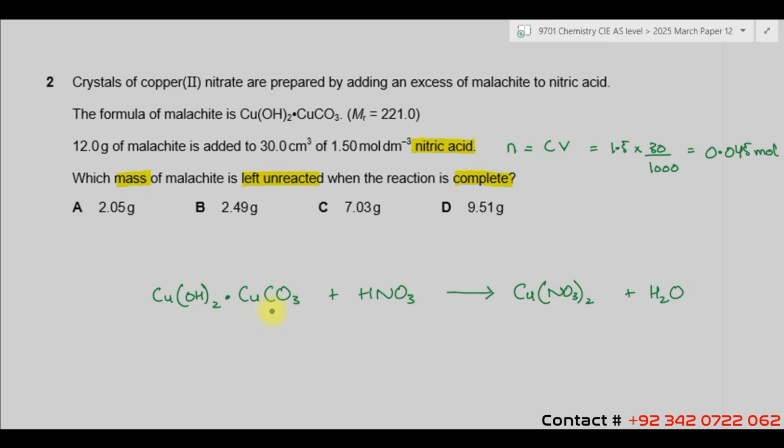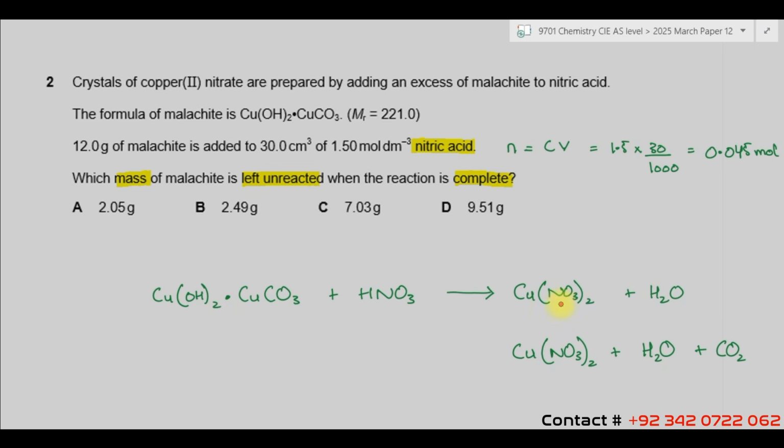Second one is the reaction of carbonate with nitric acid. So when carbonate reacts, it forms salt, water and carbon dioxide. So salt formed will be again copper nitrate plus water plus CO2. Okay, now let's try to balance the equation. We have 2 copper and 2 copper on the product side, so it is balanced.